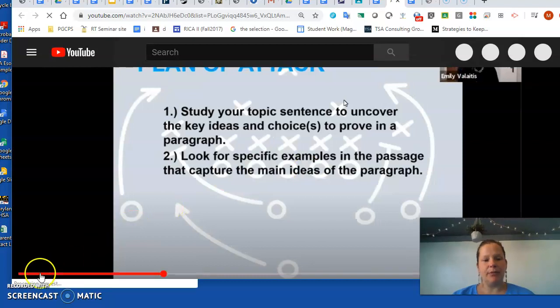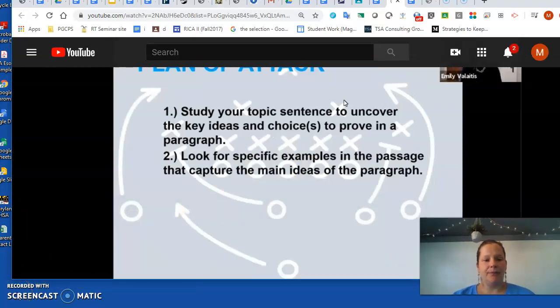Go back to the passage and find specific examples that reflect or capture.